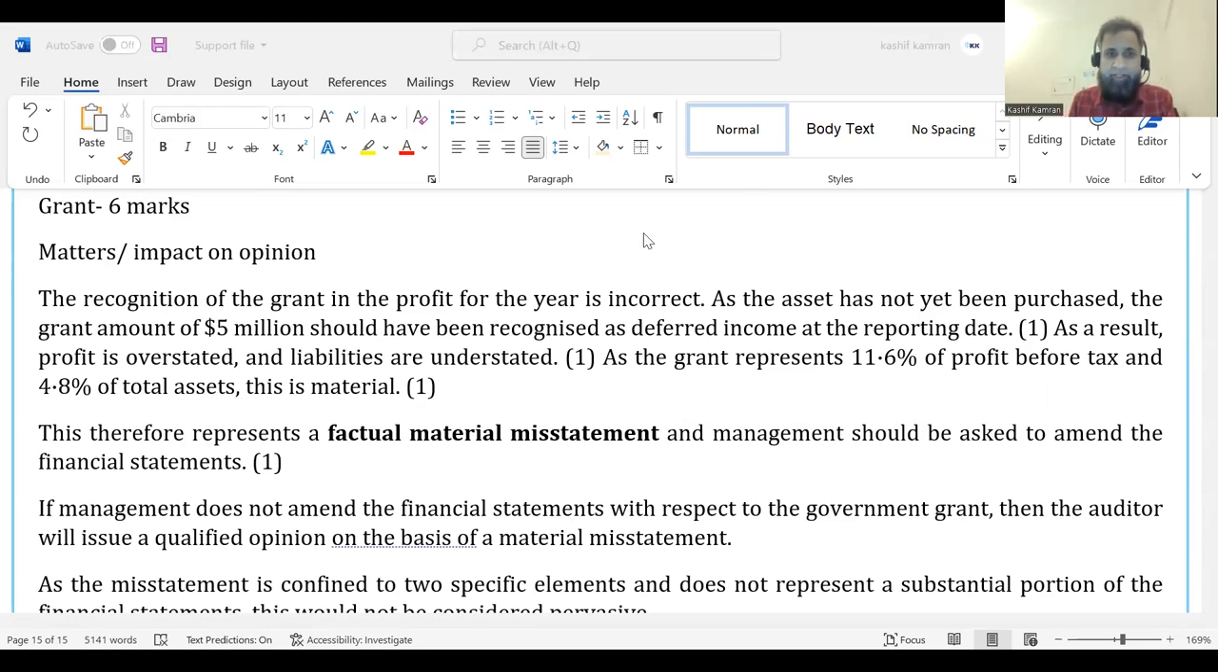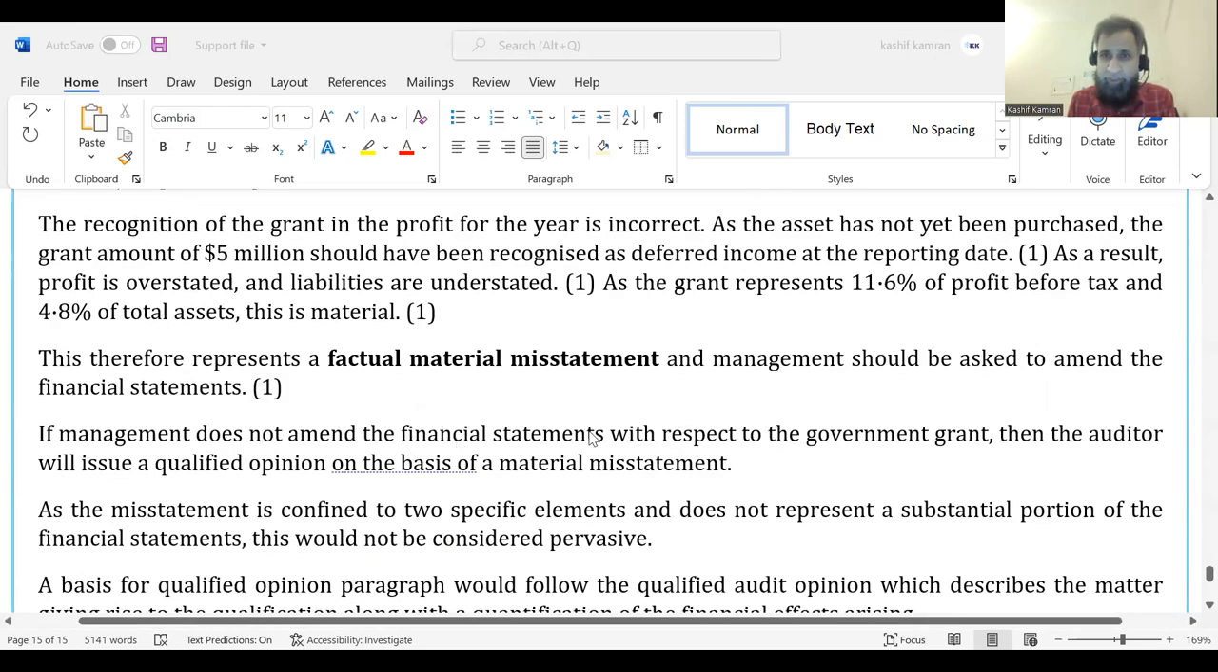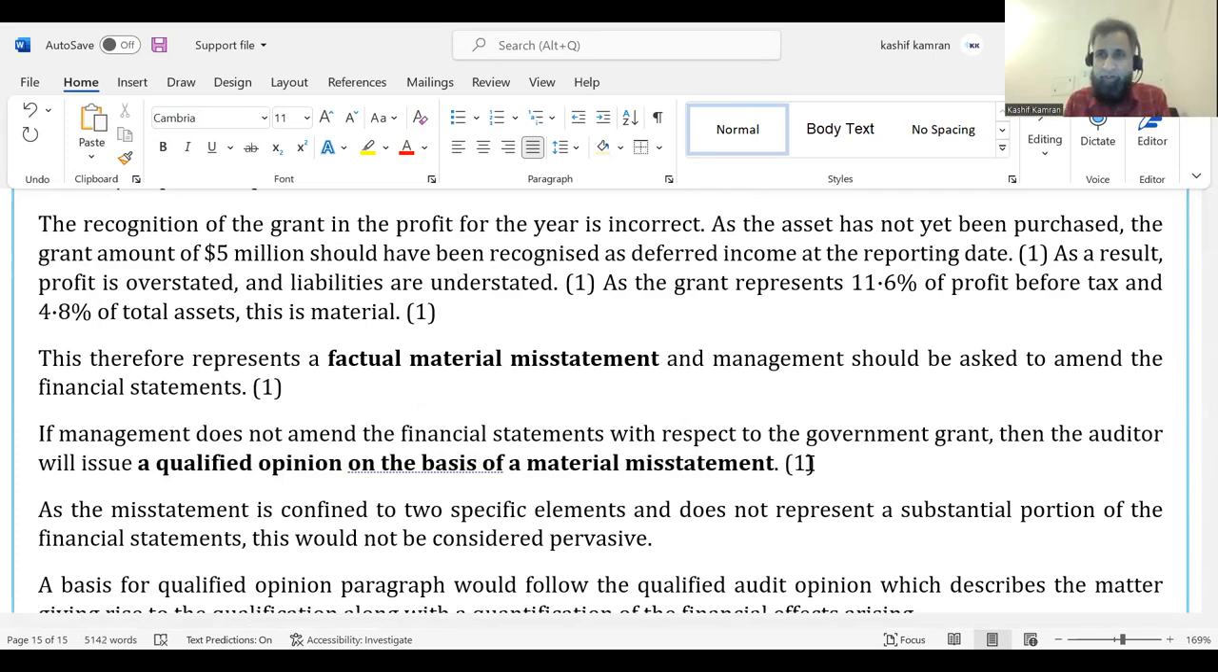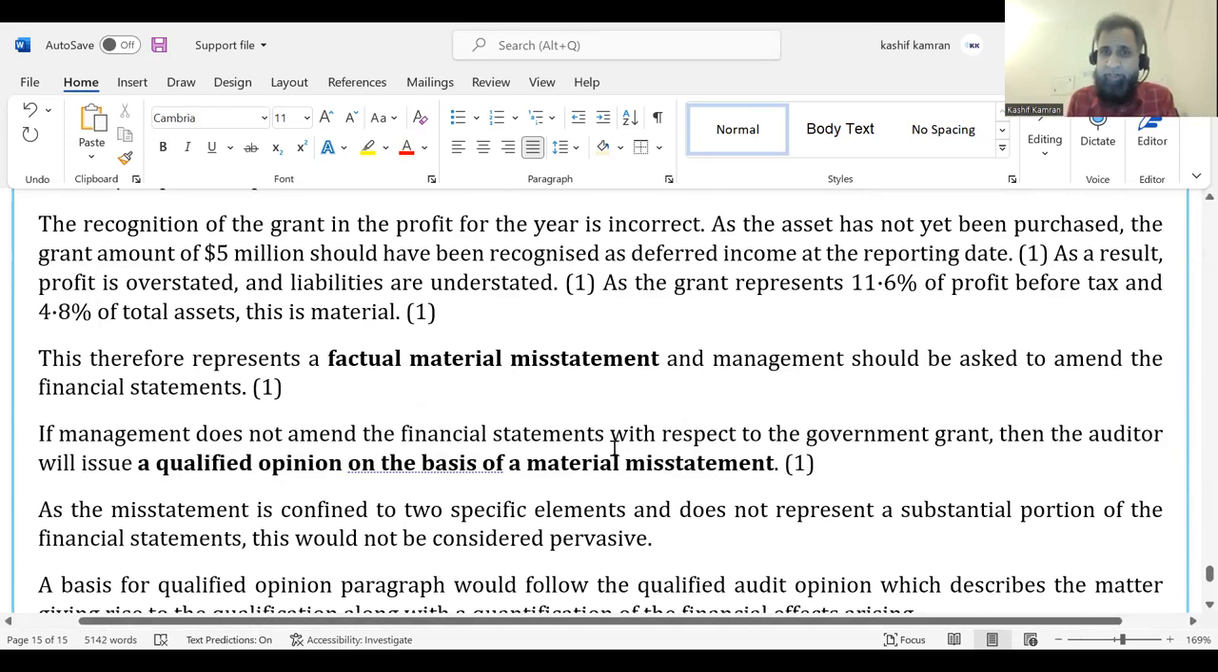If the management does not amend the financial statement with respect to the government grant, then the auditor will issue a qualified opinion on the basis of a material misstatement. It is a material misstatement, right? So the auditor will issue a qualified opinion if the management doesn't adjust it.